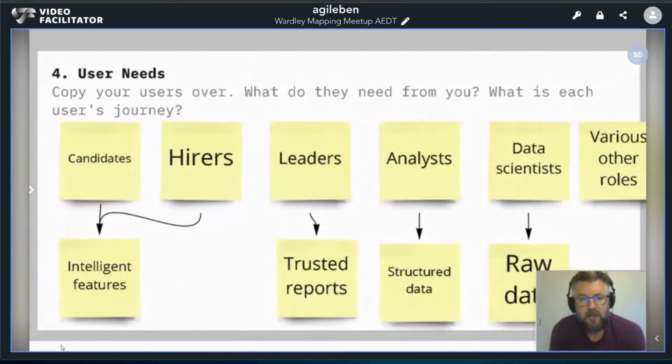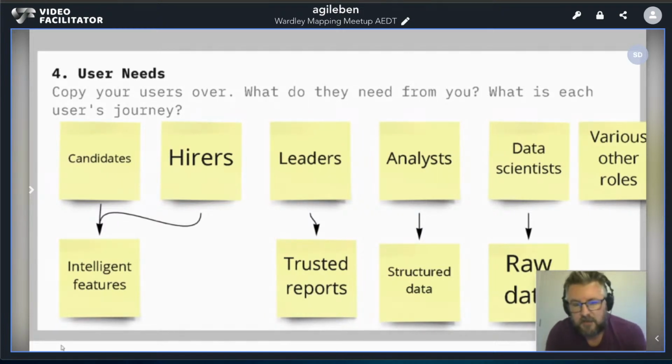So when we think of that collection of users within our ecosystem that we want to analyze and understand how we and competitors are addressing their needs, then we start to map out, well, okay, our candidates and hirers, they're looking for intelligent features, and obviously we had more specific examples. Leaders are looking for trusted reports.